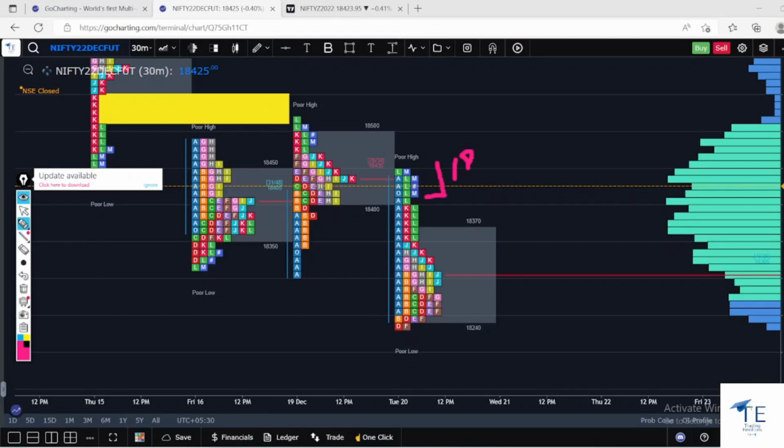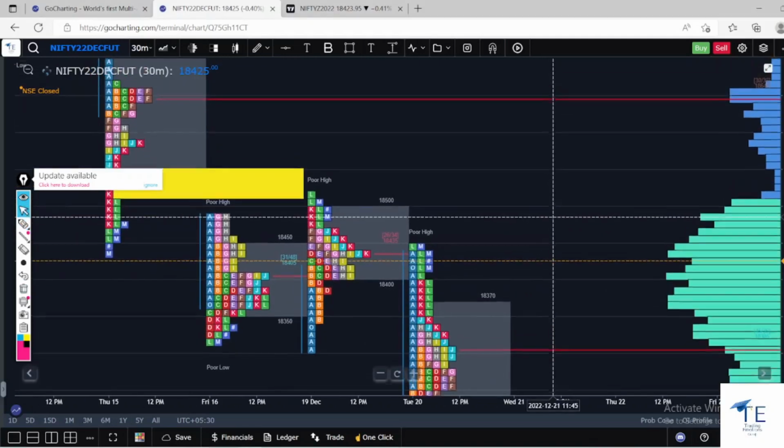Any acceptance at 18,470, go for a CE. The first target is 18,585. This is a nearby 90 to 110 points ride you can do.